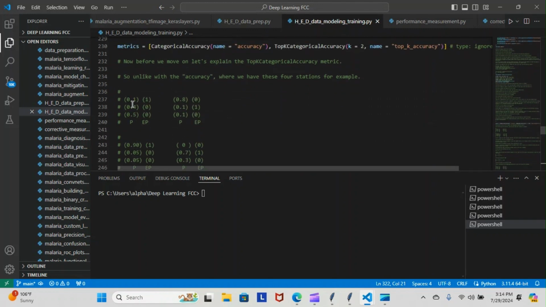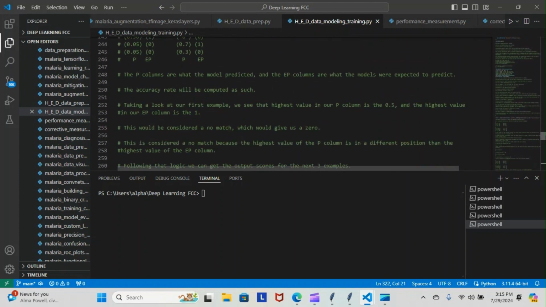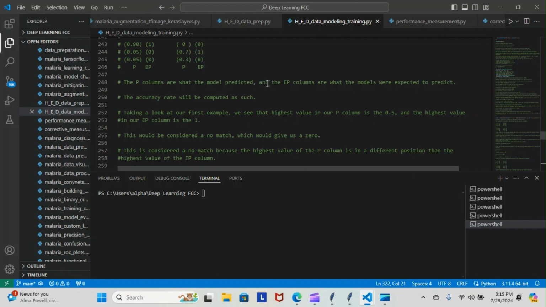You can see here we have sets of values in each of these examples. P is going to be for predicted, and EP is going to be for expected predicted. So this is what the model predicted, and this is what the model was expected to predict. So we have 0.1, 0.4, 0.5. We have 1, 0, 0. And then you can see the rest of the P's and the EP's for every example. Let's go down. The P columns are what the model predicted, like I said, and the EP columns are what the model was expected to predict. The accuracy rate will be computed as such.